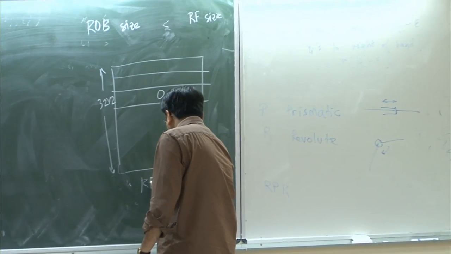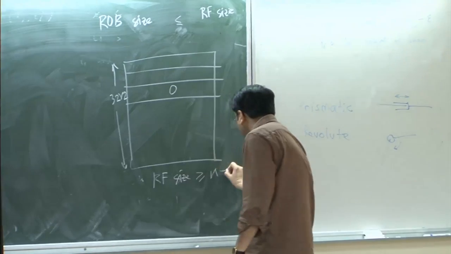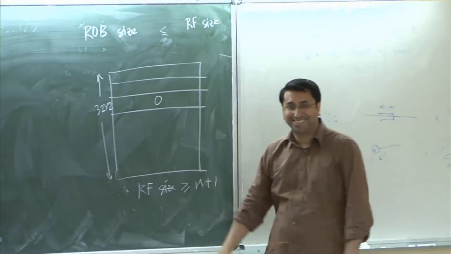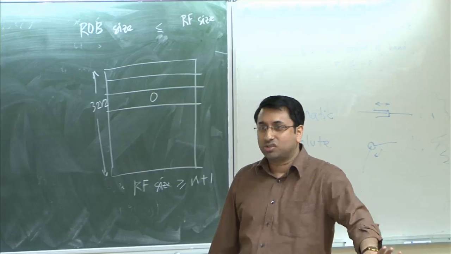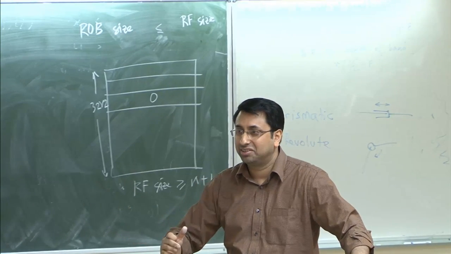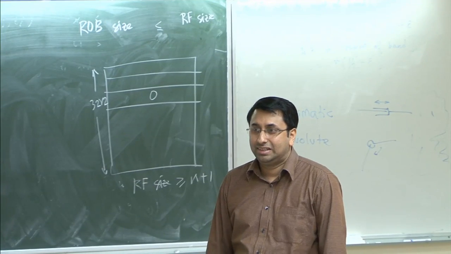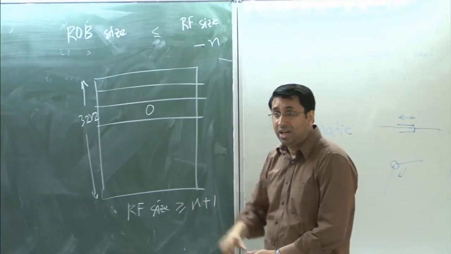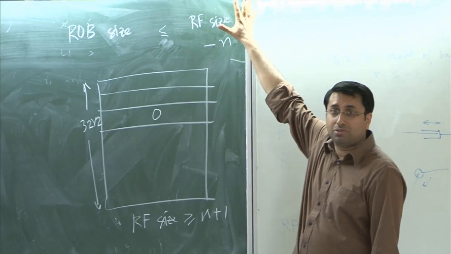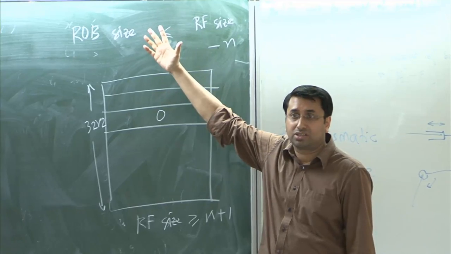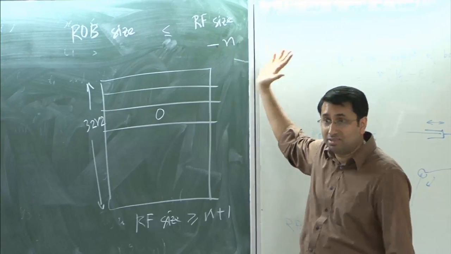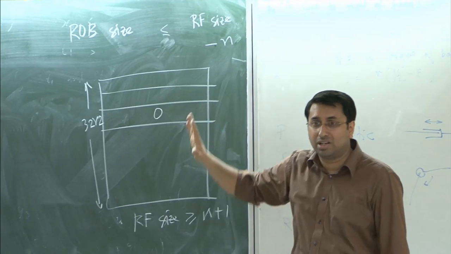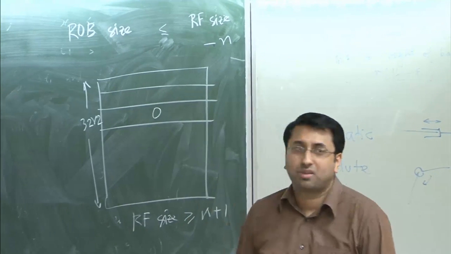We have already discussed that RF size should be greater than or equal to n plus 1 to make forward progress. So I have already n physical registers occupied. Now I start fetching instructions. n are always occupied. Whatever I have left, only that much I can allocate in the worst case. Of course eventually they will get freed, but I don't know when. So I should not have my ROB size bigger than this. ROB size should be less than or equal to RF size minus n. Is that understood?